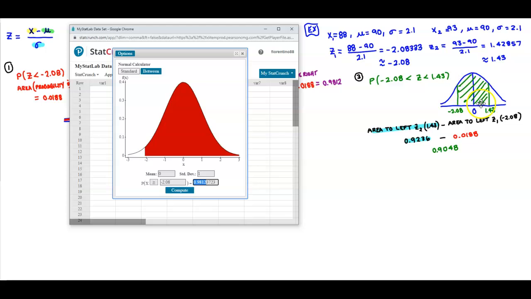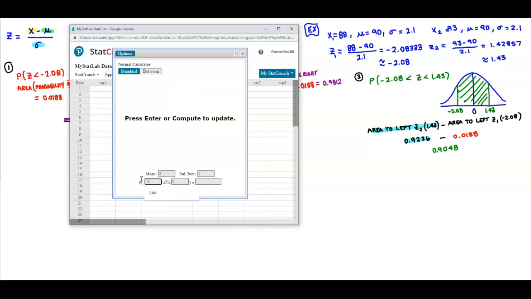So picture-wise, what we want to do is find the area that's in between negative 2.08 and 1.43. Now, if we were doing this by hand, we would subtract the area to the left of z2 minus the area to the left of z1. But if we're using StatCrunch, we're going to come over here and select between. And then over here, again, we make sure the mean is 0 and the standard deviation is 1. So we're going to put in the value on the left, which is negative 2.08, and then the one to the right is 1.43. And then let's compute to see if we get the same area.